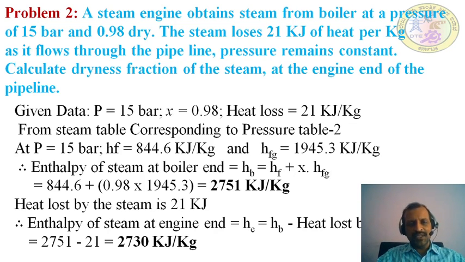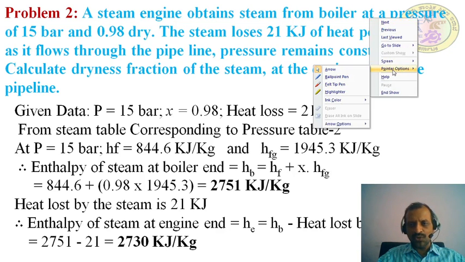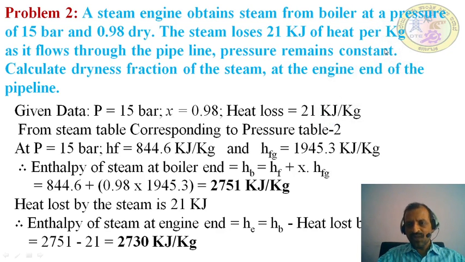A steam engine obtains steam from a boiler at a pressure of 15 bar and 0.98 dry. The steam loses 21 kilojoule of heat per kg as it flows through the pipeline. Pressure remains constant. Calculate the dryness fraction of the steam at the engine end of the pipeline. So this was the problem. Read it carefully, understand it. What is the given data and what is he asking?